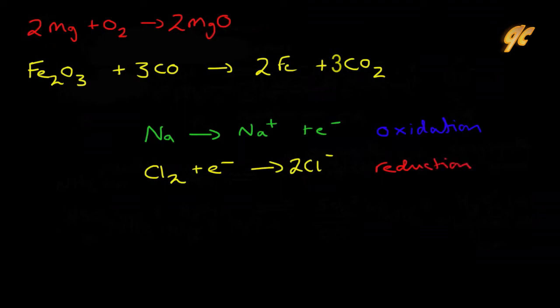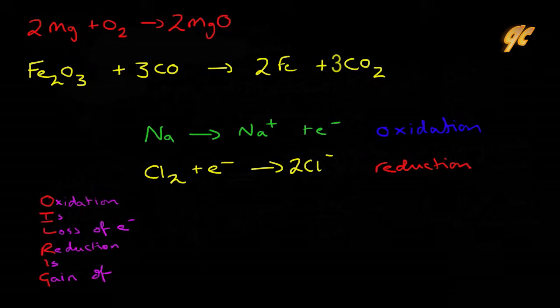These are both half equations. They are only half of a whole equation. The sodium has lost an electron, so electrons being lost is known as oxidation, and chlorine has gained an electron, that is the reduction. Now this can be shown by a simple acronym, OIL RIG. OIL RIG stands for oxidation is loss of electrons and reduction is gain of electrons.